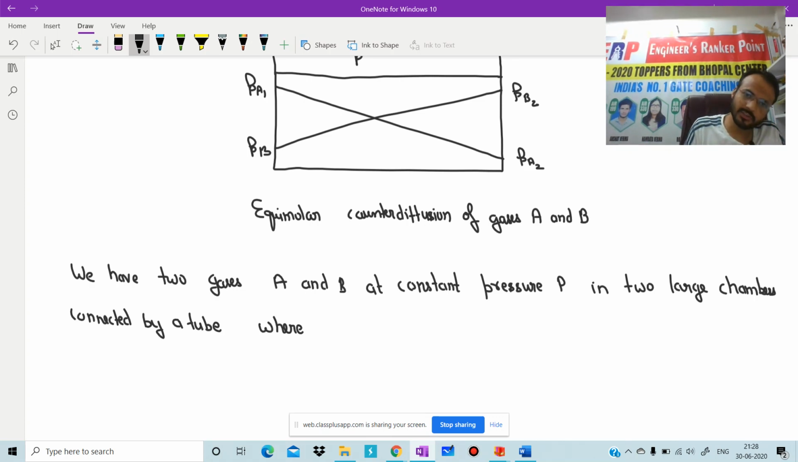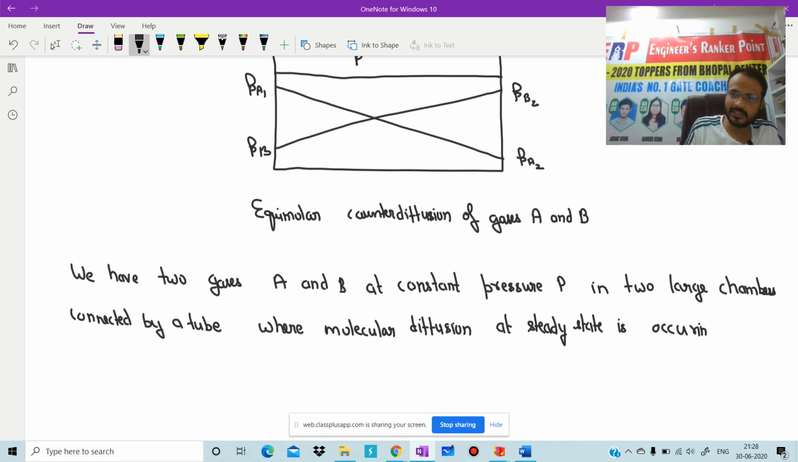where molecular diffusion at steady state is occurring. We are going to just mix or stir.